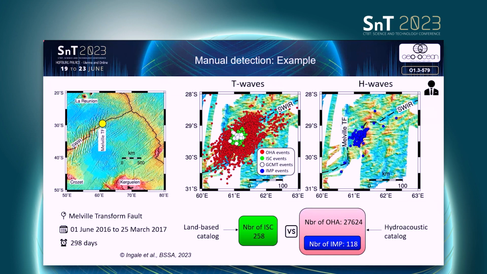And apart from these hydroacoustic events, we have also detected the H waves or the impulsive events in the same region. They are mostly located between the fracture, the transform fault boundary shown by this black dashed line, and the bathymetric heights.